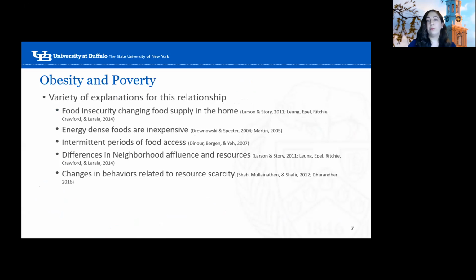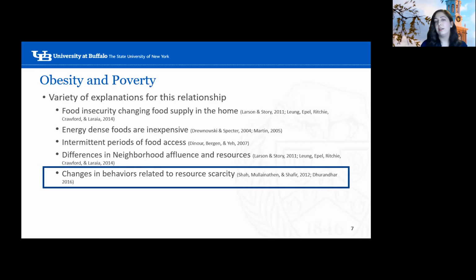There are numerous pathways for socioeconomic status to increase one's risk for obesity. Energy-dense foods in the United States tend to be less expensive and more shelf-stable, both of which are important when you are stretching your limited resources to feed a family. There are also often differences in access to and quality of grocery stores and fresh fruits and vegetables based on the affluence of the neighborhood. What I'm particularly interested in, though, are direct changes in eating behavior based on the available resources.